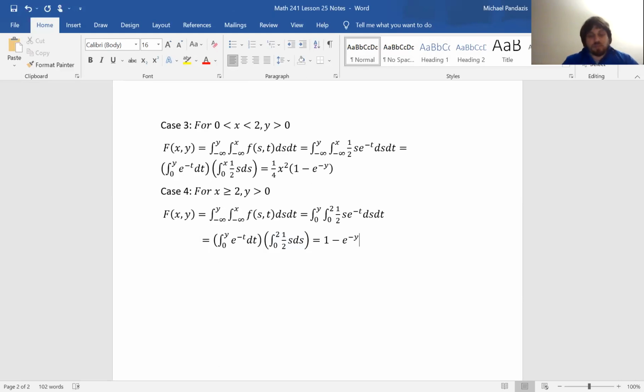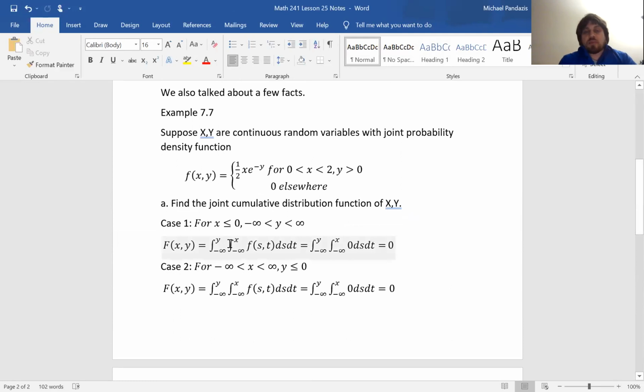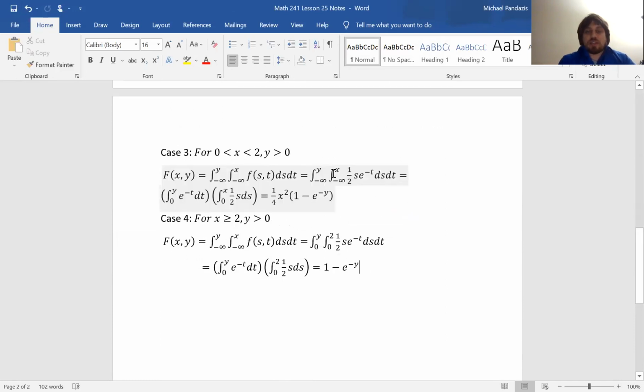Okay, so now in those four cases, we found the cumulative distribution function capital F of x comma y. Right, so it was a matter of most of the time deciding where we needed to integrate. In these first two cases, we had little f was 0 throughout, and so the integrand was 0 in cases 1 and 2. And in cases 3 and 4, we had to then just restrict where we were integrating.